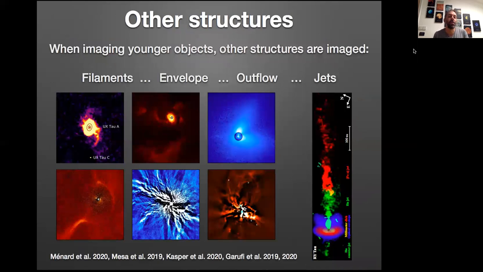We have a number of other structures being imaged. I don't have time to tell you about this, but keep in mind that these are very important, in particular when we move to younger objects. And this is what we want to do, to really be able to trace the planet formation in the earlier stages. And filaments and envelopes and outflows and jets come onto the stage when we observe these objects here. And so we need to have a good understanding of them as well.